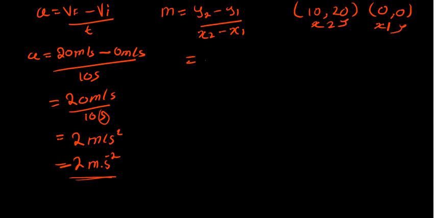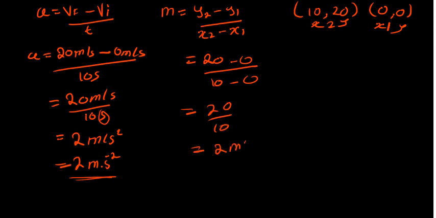So we just bring it down here, minus our value of y1, which is 0. Our value of x2 is 10 minus 0. So we still have our 20 divided by 10, giving us our 2 meters per second squared. That is if we were to use the units, so you still get the same thing. So that's how you find the acceleration. The acceleration that we find is just basically 2 meters per second squared.